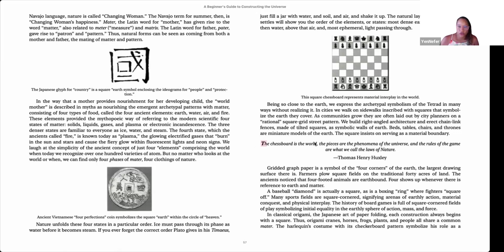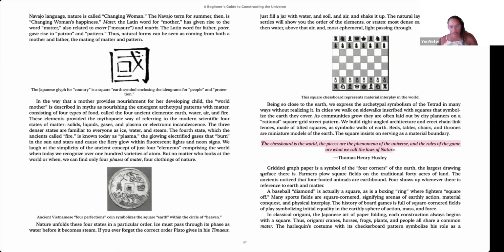The chessboard is the world. The pieces are the phenomena of the universe, and the rules of the game are what we call the laws of nature. Gridded graph paper is a symbol of the four corners of the earth, the largest drawing surface there is. Farmers plow square fields on the traditional 40 acres of land. The ancients noticed that four-footed animals are earthbound. Four shows up whenever there is reference to earth and matter.